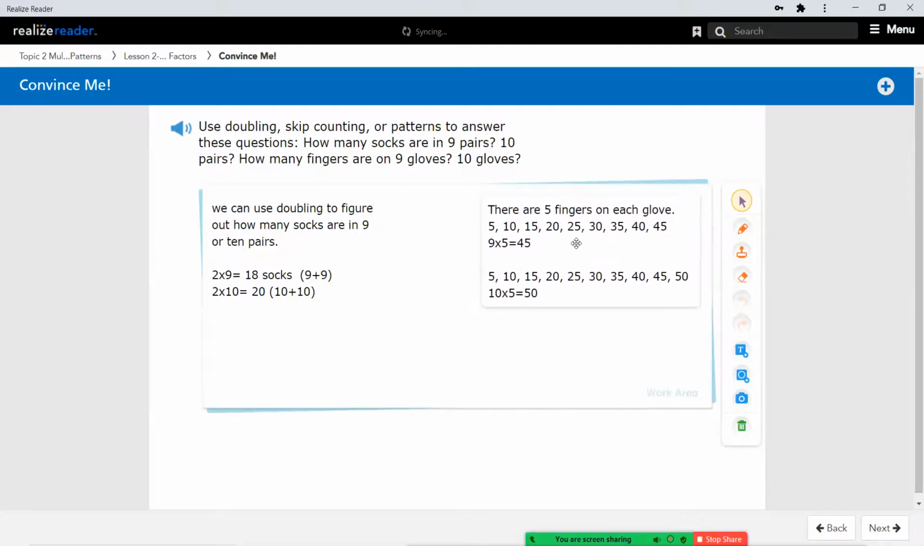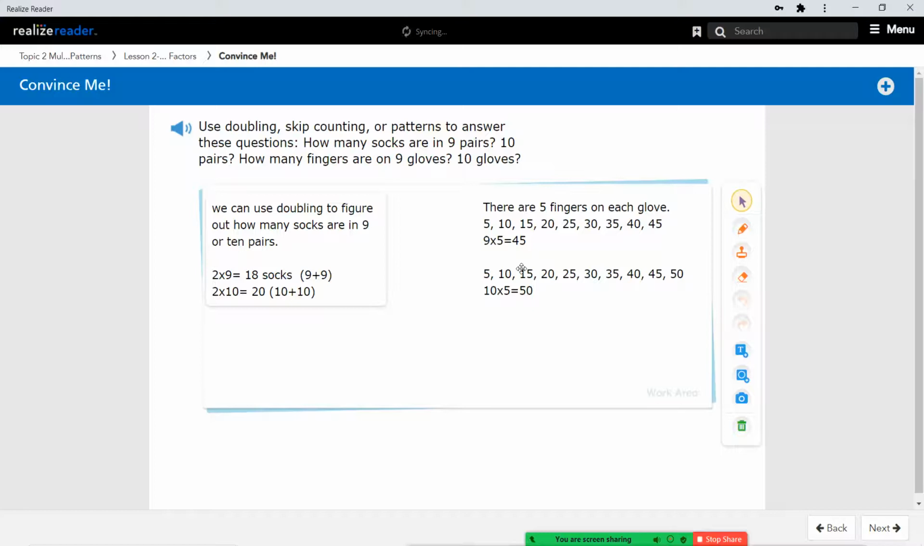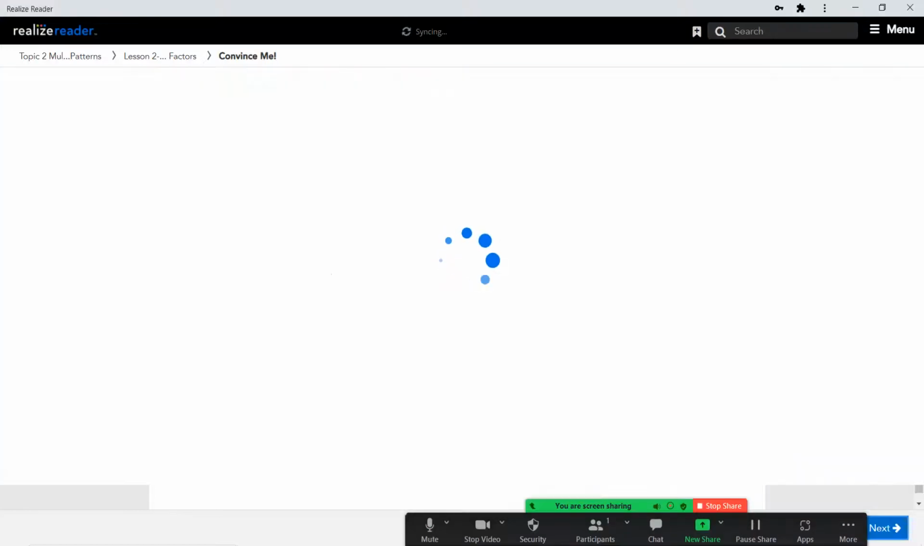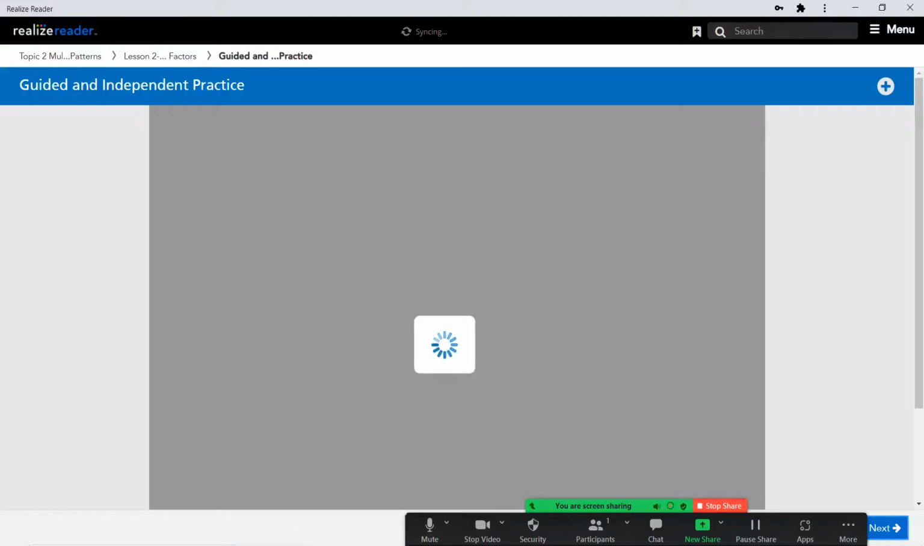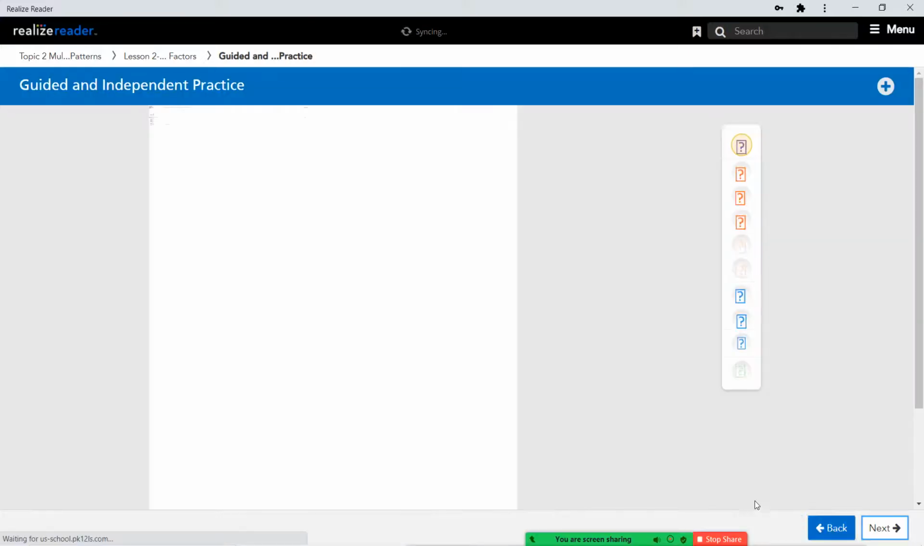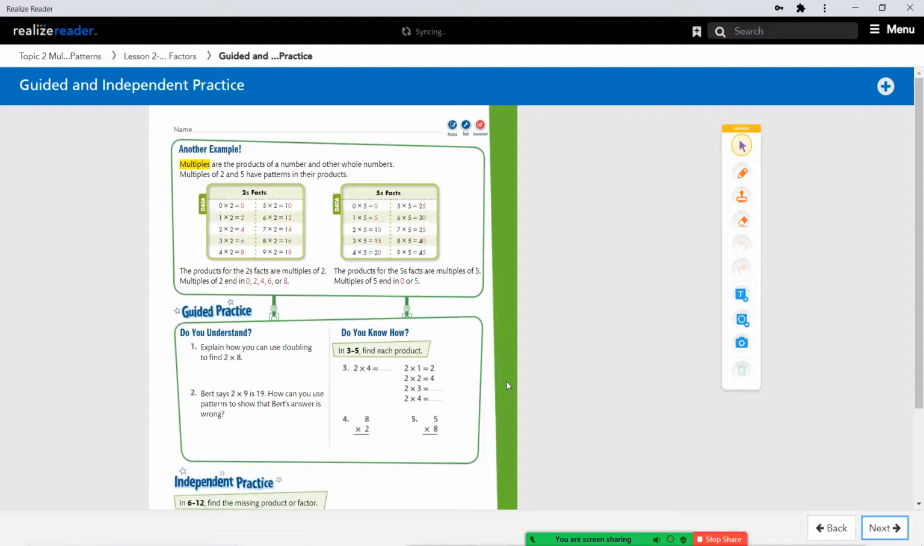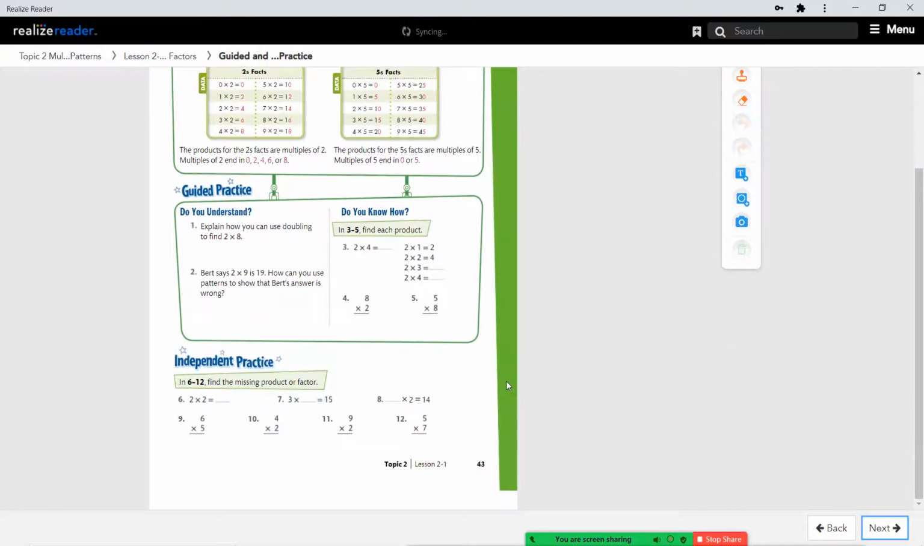So for my first one, I used doubling. For my second one, I used skip counting. All right, we're going to jump ahead and get into our guided practice questions.